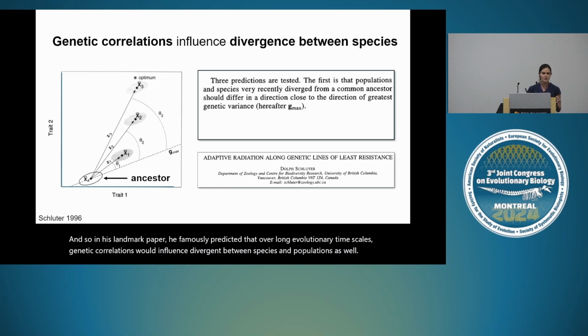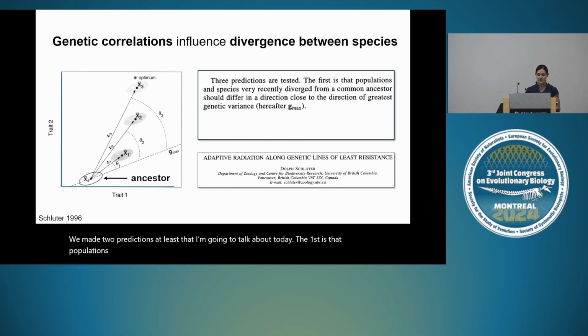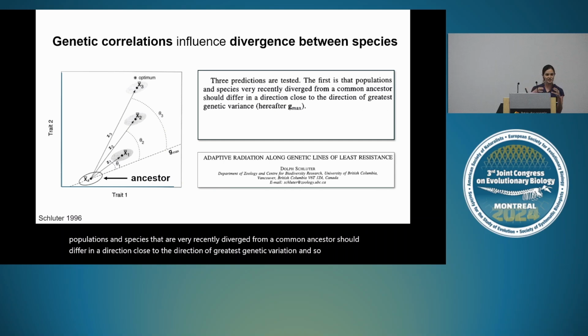So we made two predictions, at least that I'm going to talk about today. The first is that populations and species that are very recently diverged from a common ancestor should differ in a direction close to the direction of greatest genetic variation. And so if the ancestor is that ellipse in the lower left, you can see that the most recently diverged, over short evolutionary time, we see divergence right aligned with Gmax.